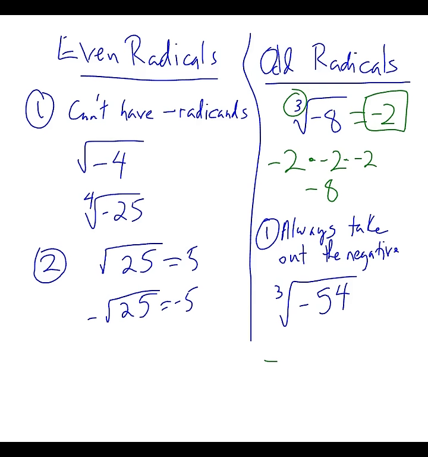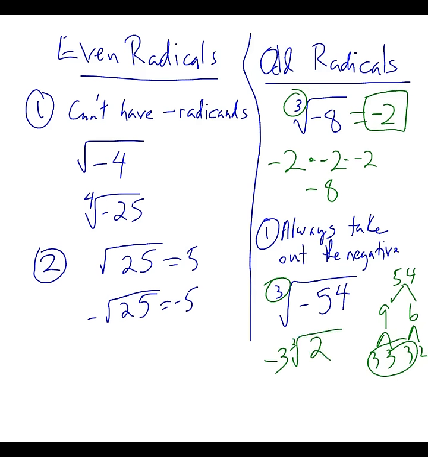If I did a factor tree of 54, would you agree that's 9 times 6, which is 3 times 3, and 3 times 2. So, would you agree, since I'm looking for groups of 3, don't I have 3 3s that could come out? So that would be negative 3, and then cube root of 2. See how I got that? Yeah? And that's how we simplify that radical.